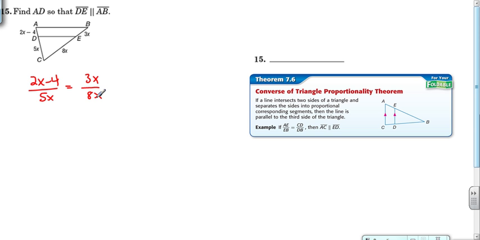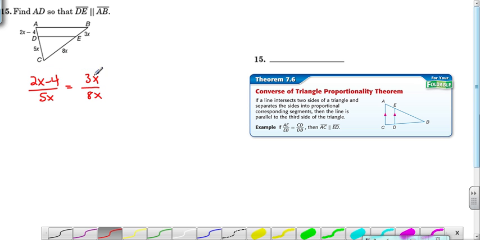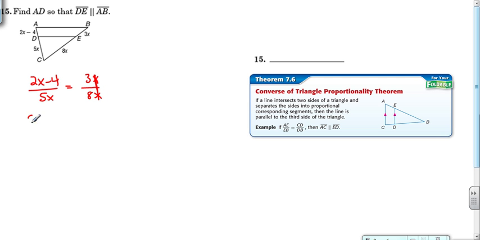So if you wanted to make your life a little easier, you could cancel out the x's and just say that that's 3 to 8. So then when I cross multiply, I'm going to have 8 times 2x minus 4 equals 5x times 3. So 16x minus 32 equals 15x. Subtract 15x on each side and add 32 on each side. So you get x to equal 32, and you're supposed to find AD.